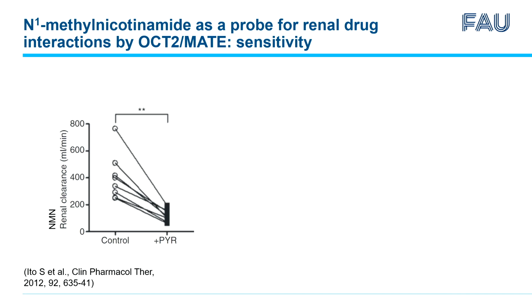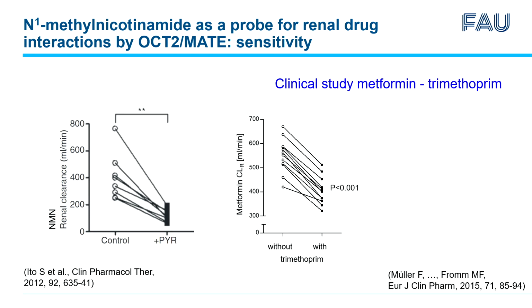In this study by Professor Sugiyama and his colleagues in 2012, they nicely showed that the NMN renal clearance was considerably reduced when pyrimethamine as OCT2-MATE inhibitor was co-administered in comparison to healthy volunteers treated without this inhibitor. So this is a positive signal. This biomarker appears to be sensitive to pyrimethamine.